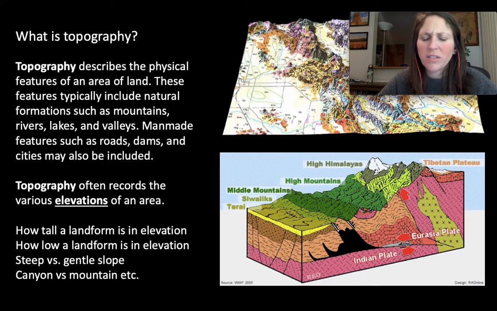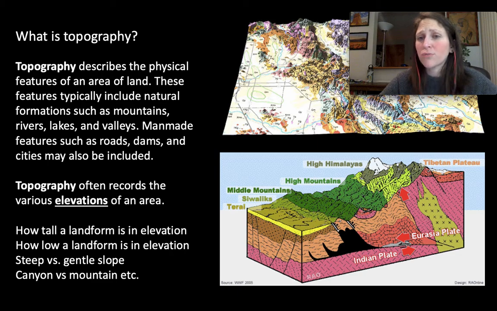Topography seems kind of self-explanatory. I'm sure you all know what topography is to some extent, but as a good refresher, it's the record of the elevation of an area. So we talk about high topography and low topography. High topography would be, of course, where our Himalayan mountains are. Our low topography would be our rivers and our valleys. Even lower topography would be our trenches in the middle of the ocean. So it's how tall a landform is in elevation, or how low it is.